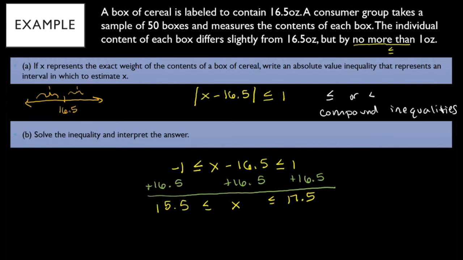Generally, when we solve an inequality, we write it in interval notation. We don't leave it in this form. So for interval notation, when you have a compound inequality, our left endpoint is at 15.5, the right endpoint is at 17.5. And then less than or equal to are brackets, and they face basically towards the center. So that's how we would write this in interval notation.